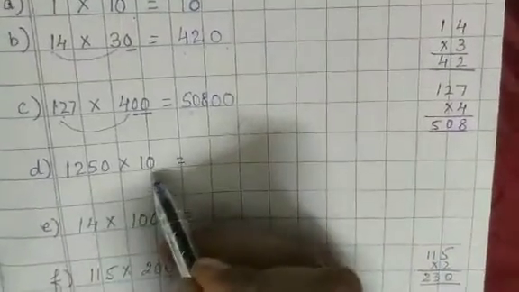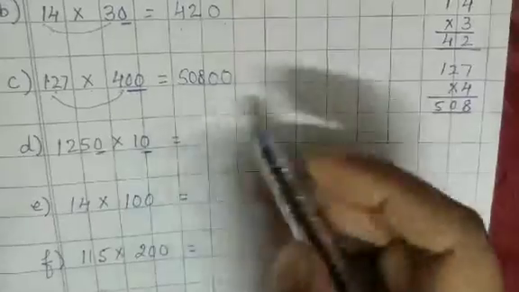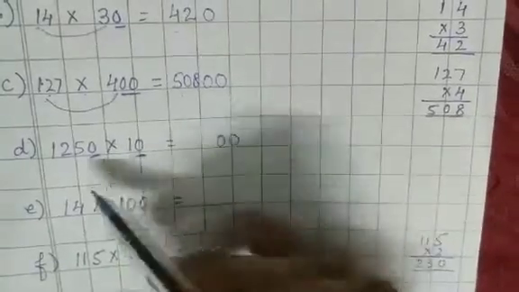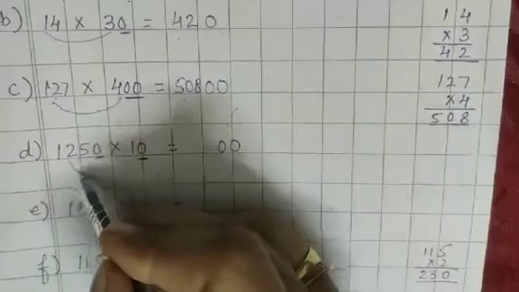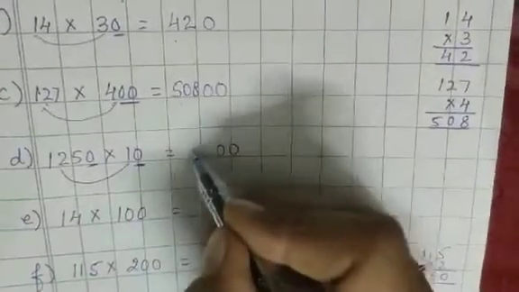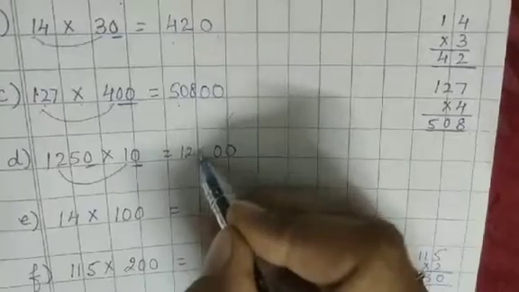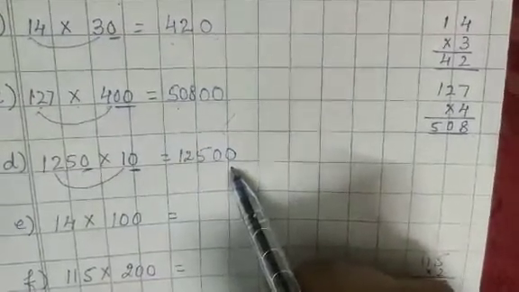So how many zeros are there in this question? 1, and the last 0 also, 2. So 125 is left, and here 1 is left. So 125 multiply by 1. When we multiply a number by 1, we get the same number itself. So it is 125. The answer is 12500.